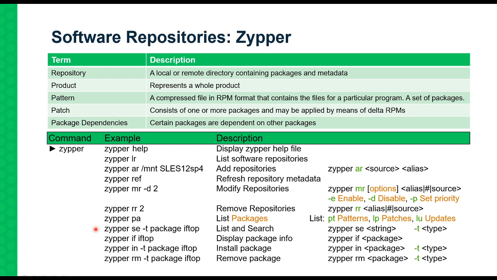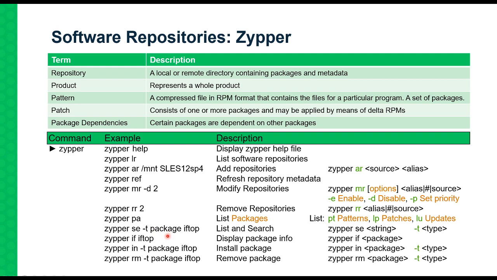Then we look at the zypper SE command, which we use to list and search. Now we will use the command to define the type. Now the type, you have to determine, are we going to do a package, a pattern, or a patch, or an update? And you have to then specify the type here if you want to search for certain packages or patterns.